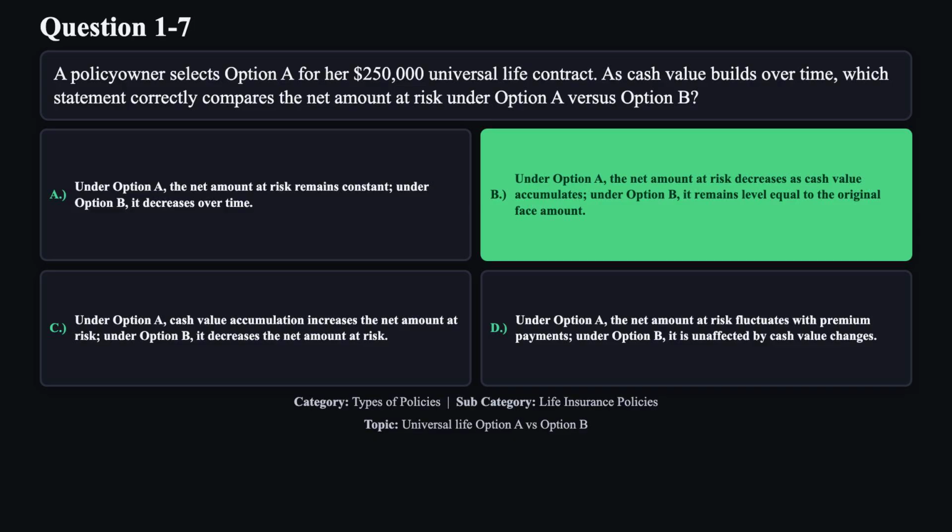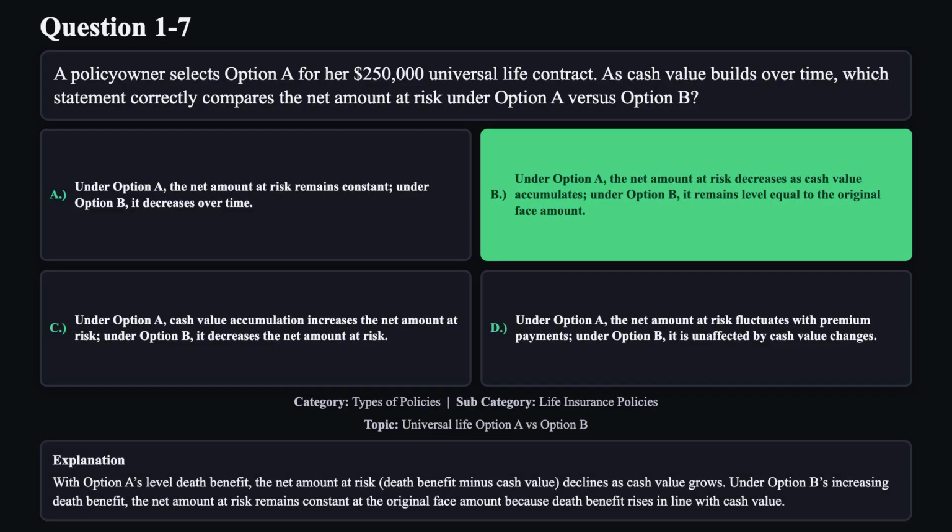The correct answer is B. With option A's level death benefit, the net amount at risk, death benefit minus cash value, declines as cash value grows. Under option B's increasing death benefit, the net amount at risk remains constant at the original face amount because death benefit rises in line with cash value.